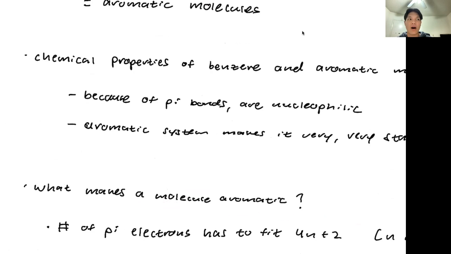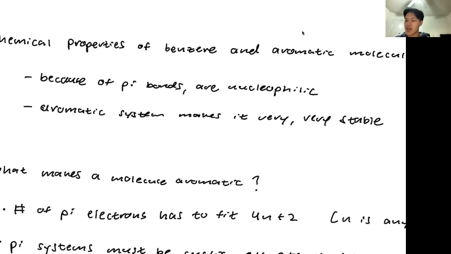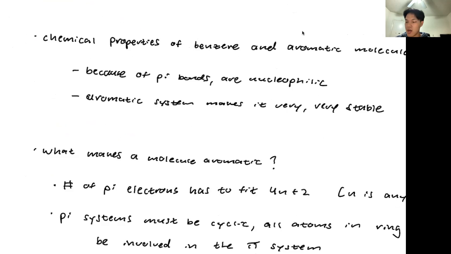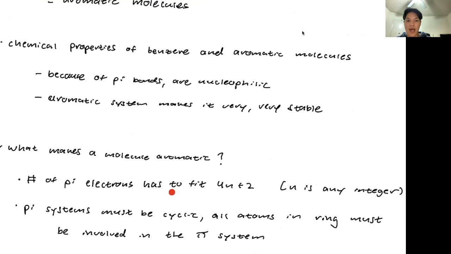There are a couple of prerequisites that you have to look at to see if a molecule is aromatic. The first one is the number of pi electrons, right? As we saw at the top here, it has 6 pi electrons. So the number of pi electrons has to fit 4n plus 2. Let's say you have 6 pi electrons. Can you satisfy 4n plus 2, where n is any integer?